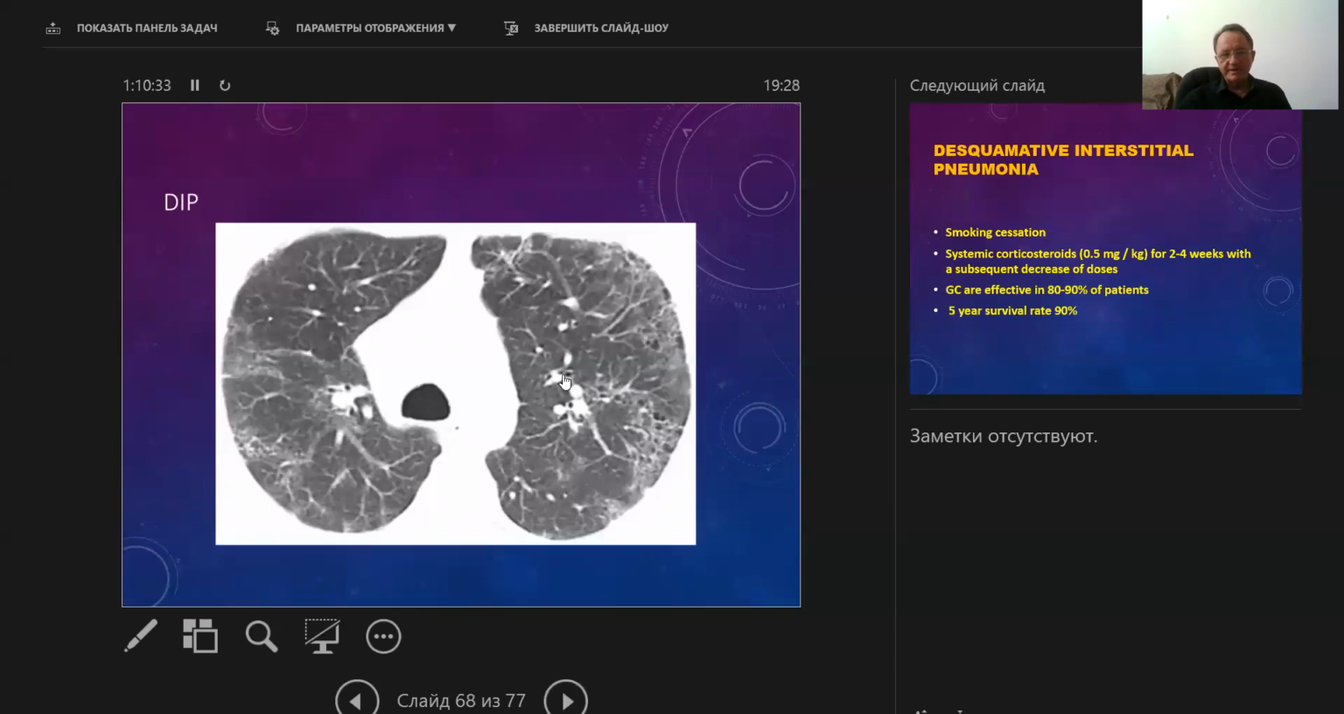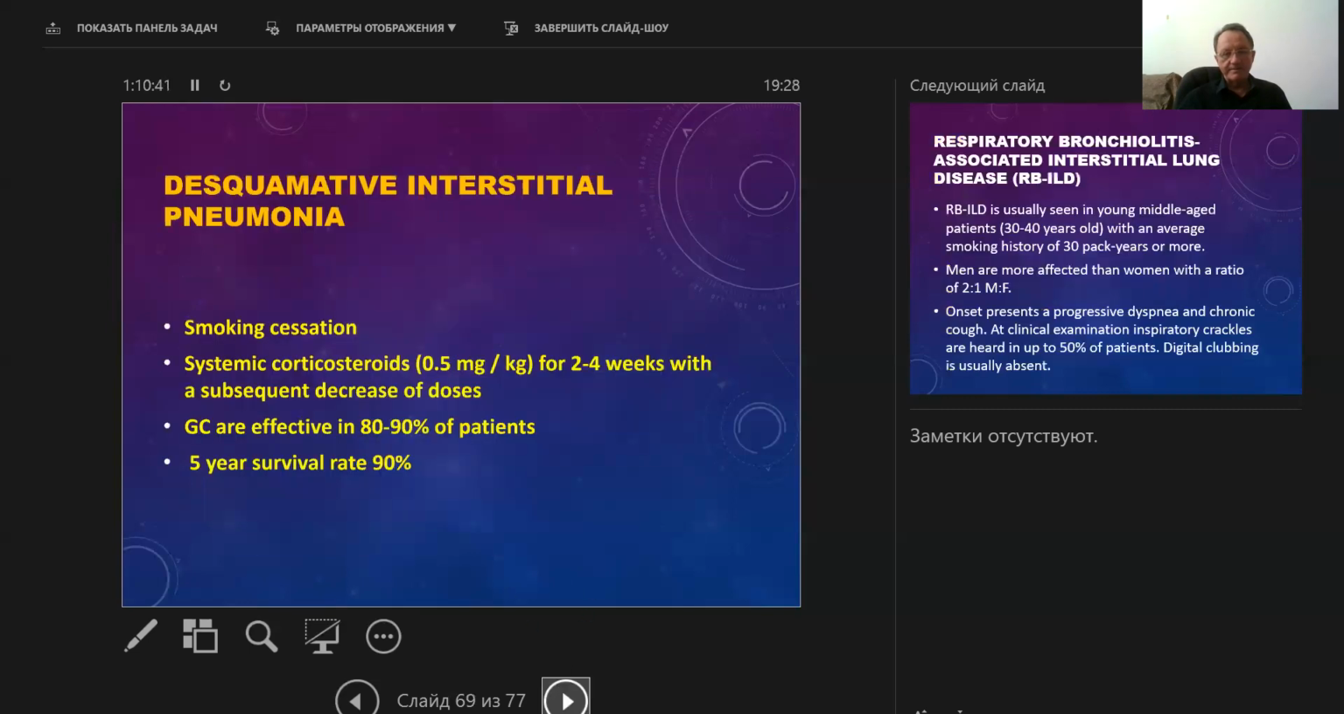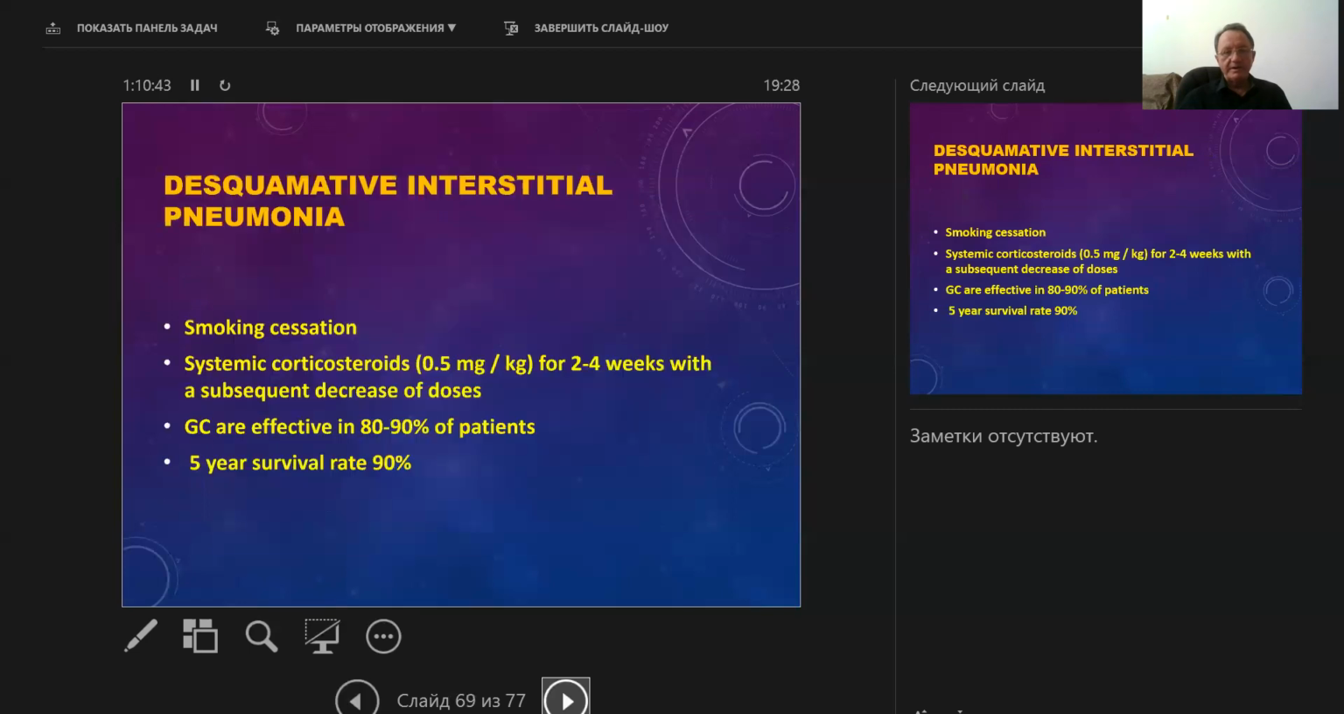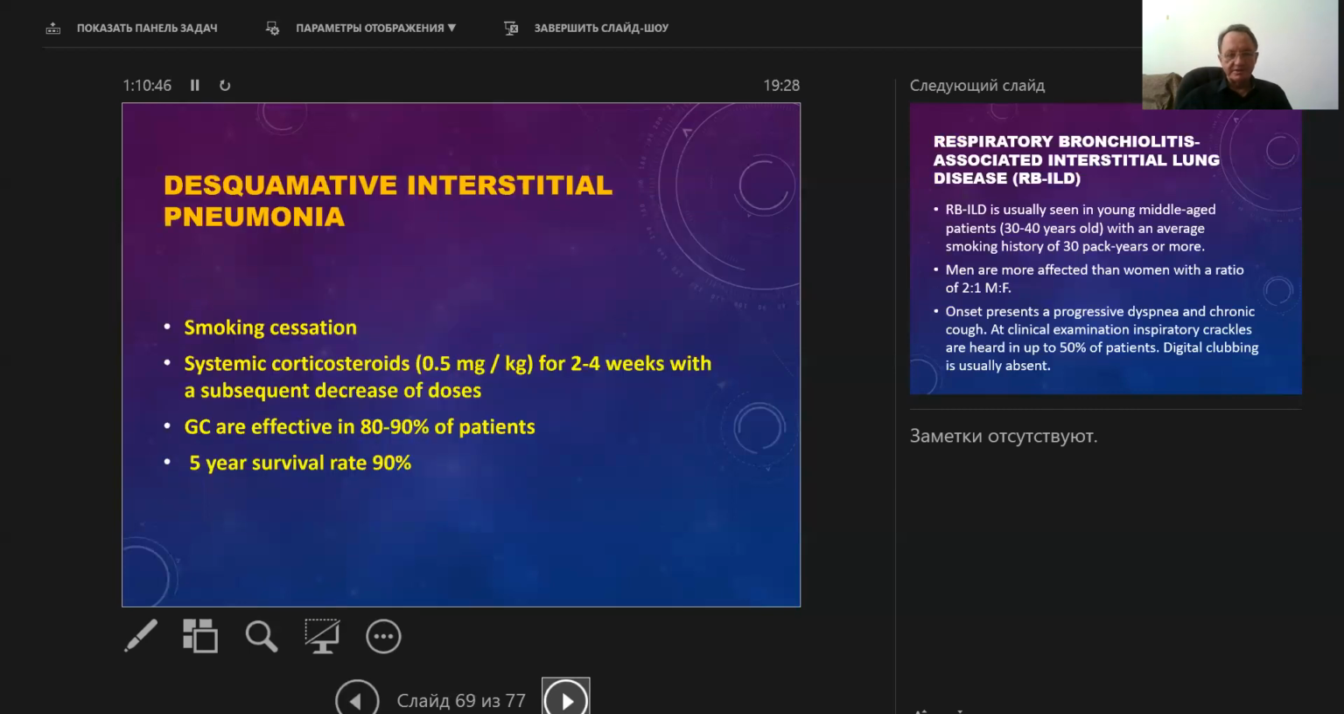On the slide you can see ground glass opacity, reticular abnormality, and microcysts. Treatment: smoking cessation and systemic corticosteroids, half a milligram per kg for 4 weeks, with subsequent decrease of dosage. Glucocorticoids are effective in 80 to 90% of patients. The 5-year survival rate is 90%.